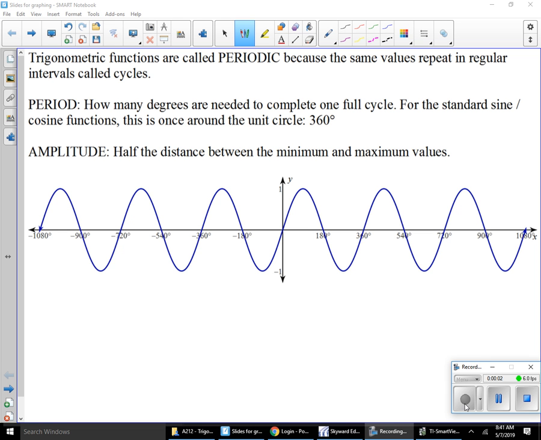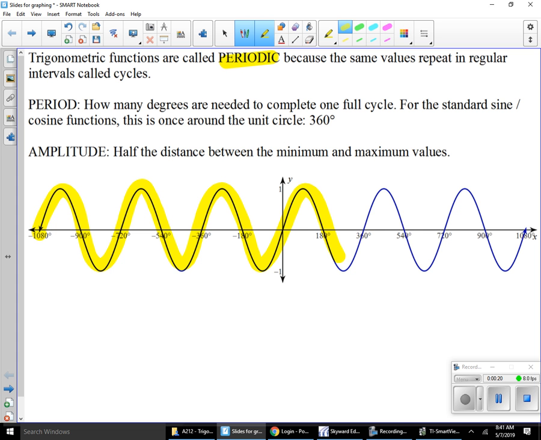All right, it's that time to start graphing trig functions. I know I'm excited, so let's get going. Trigonometric functions are called periodic because they just repeat the same values in regular periods over and over again. I've got one graphed out here in front of you. Note that it just makes this up and down, up and down wave forever. So again, we call that behavior periodic.